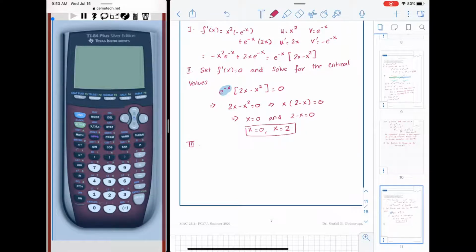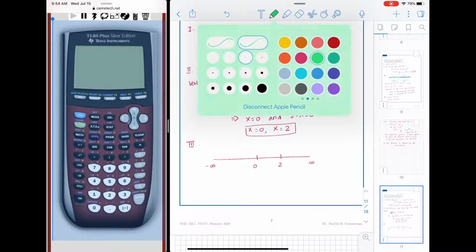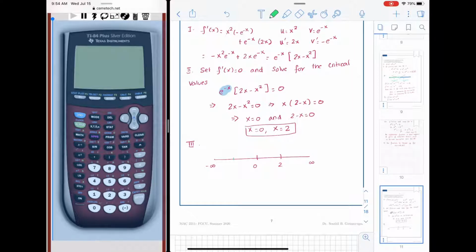Now we perform the first derivative test. We don't have a domain, so we go from negative infinity all the way up to positive infinity. I have 0, I have 2. Those are the critical values. I need to pick test points. So I'm going to pick negative 1, 1/2, and 3.